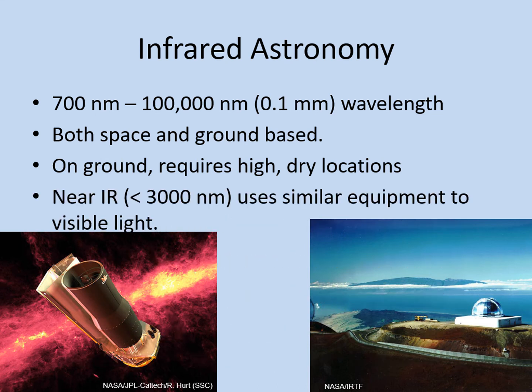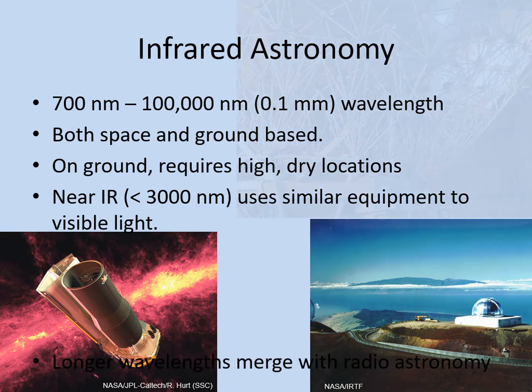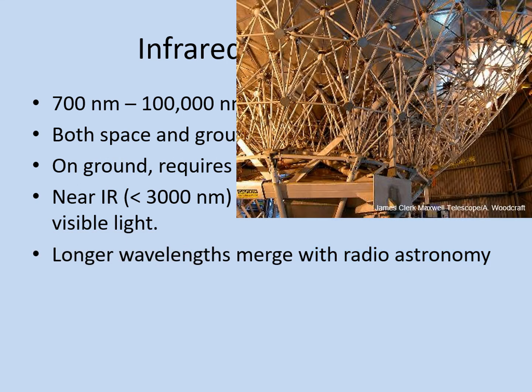The parts of the infrared spectrum that are closest to visible light are called the near-infrared. At these wavelengths, telescopes and detectors are very similar to those used in visible light. In fact, often the same telescopes are used for both visible and near-infrared. As we go to longer wavelengths, the equipment becomes more specialized and more like that used in radio astronomy, such as this millimeter wave telescope in Hawaii.